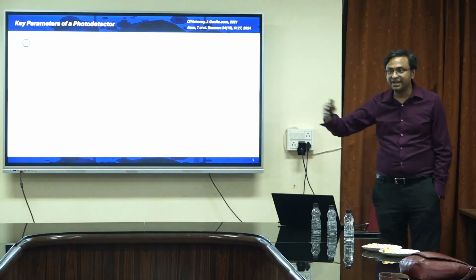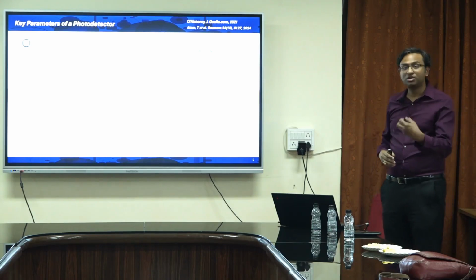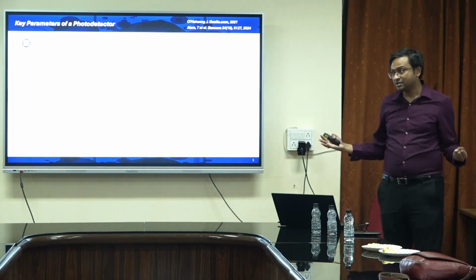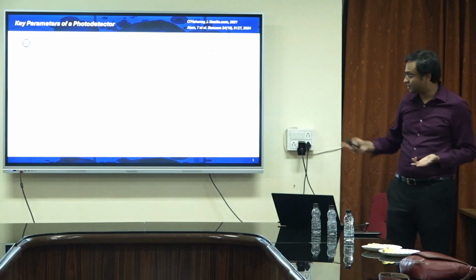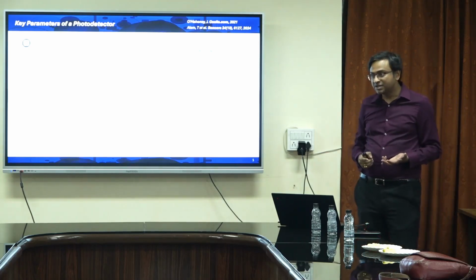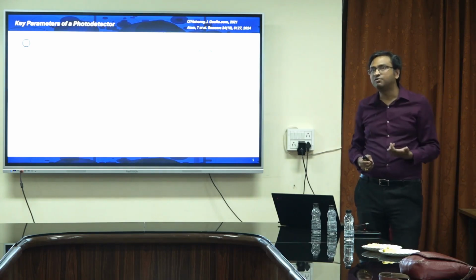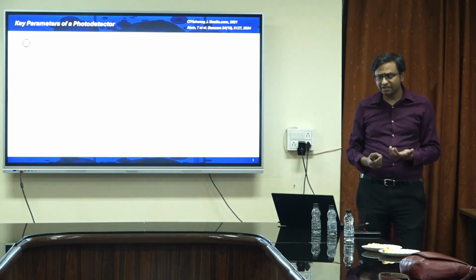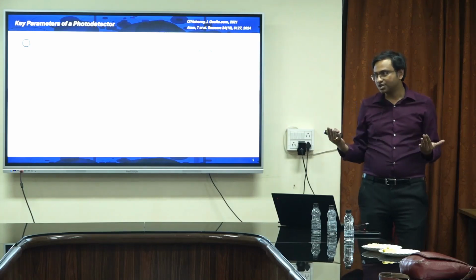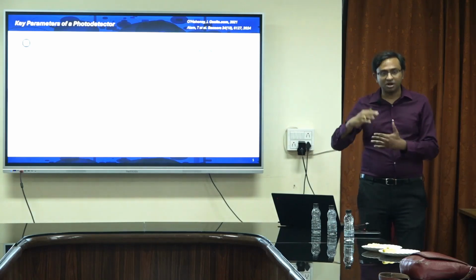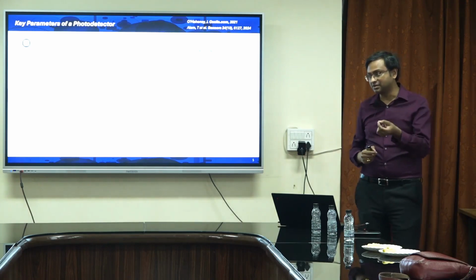And then the dynamic range is, can I detect both low light as well as high light? You will be amazed to know our eyes are actually amazing in that manner, the dynamic range. So the dynamic range typically of a very good photodetector would be in the range of 40 to 60 dB. That means they can distinguish 3 to 4 orders of magnitude difference in the light intensity.